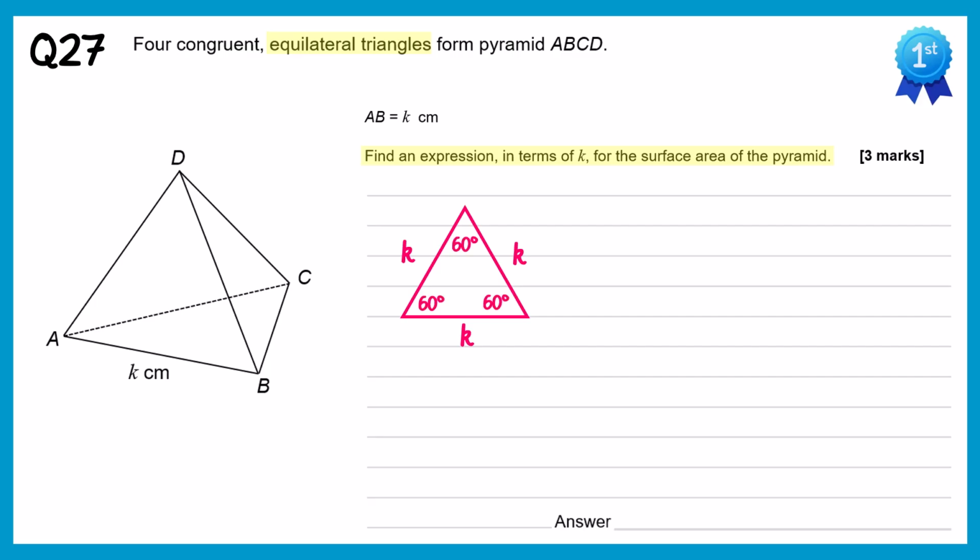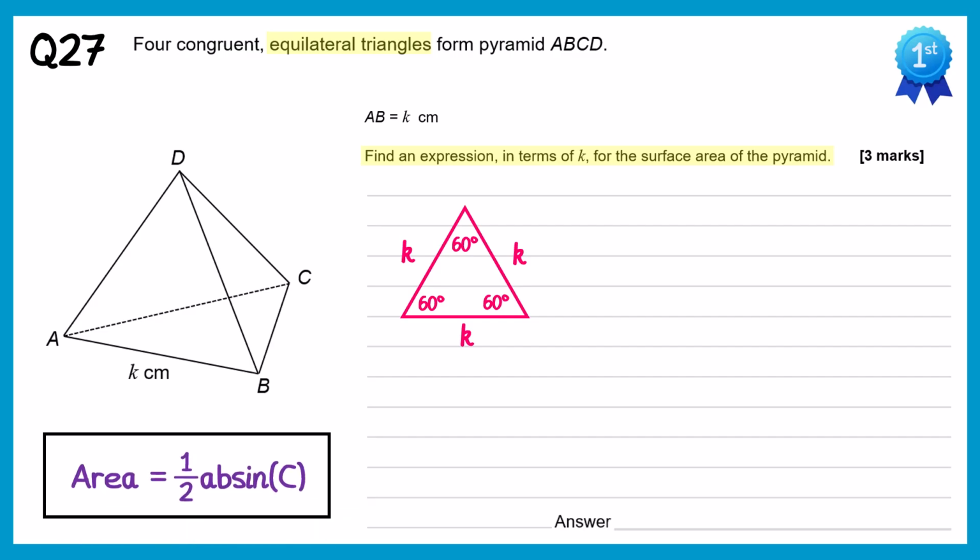To find the area of one of these triangles, we're going to use the formula half ab sine C. So we're going to label the triangle, we'll pick one of the angles to be C, I'm going for this one in the bottom left, which will mean the side opposite is lowercase c, and the other two sides must be a and b. Now we can just substitute these into the formula, so the area will be equal to 1/2, multiplied by a, which is k, multiplied by b, which is also k, multiplied by the sine of C, which is sine of 60.